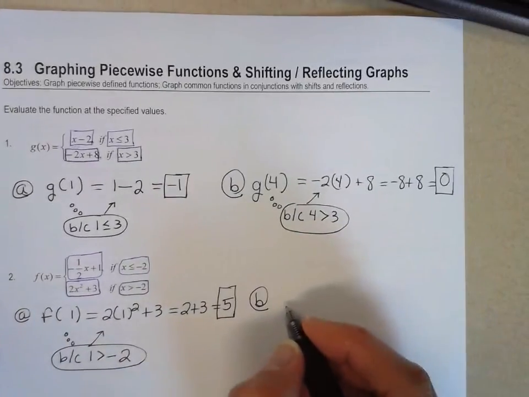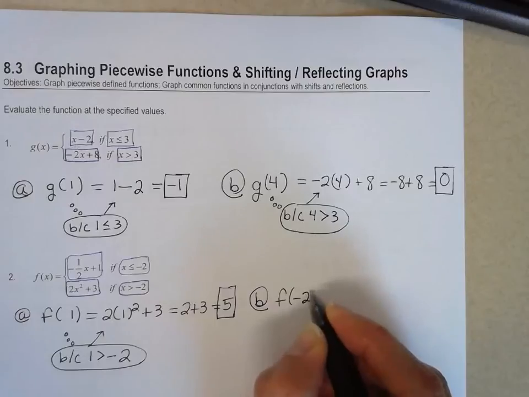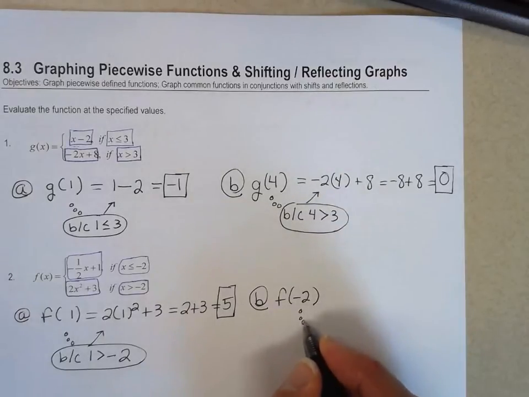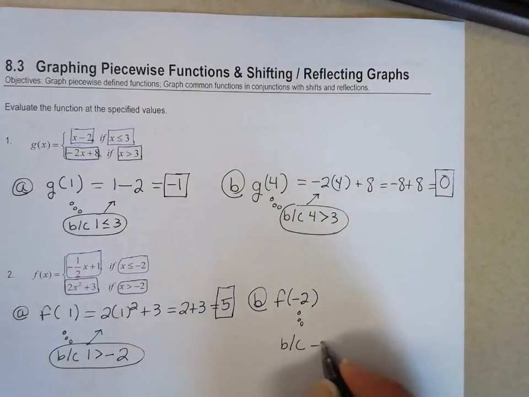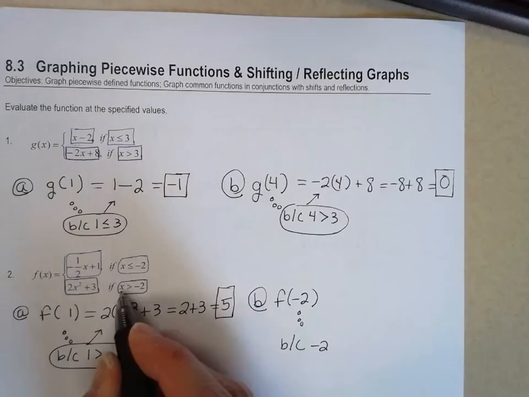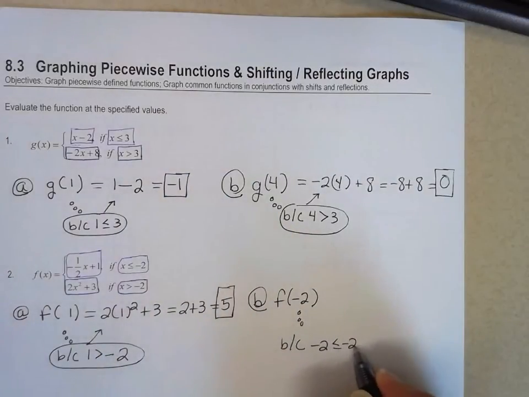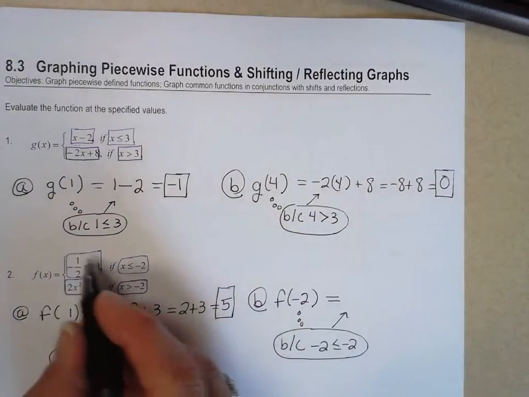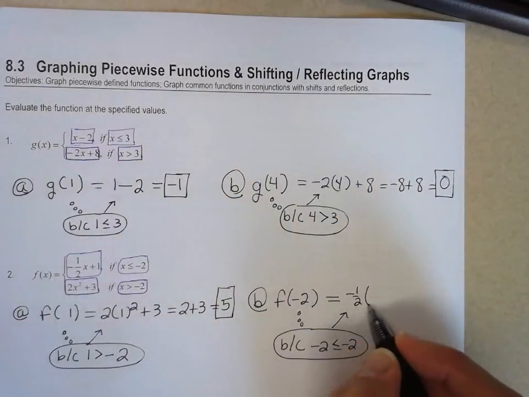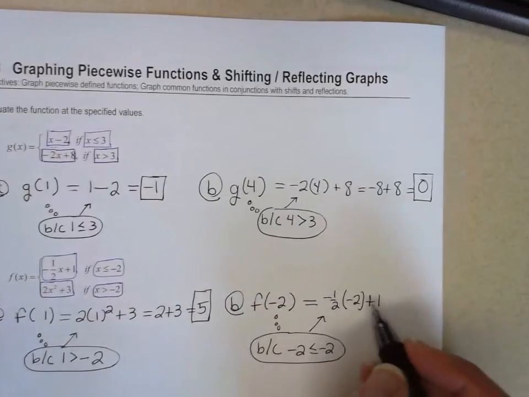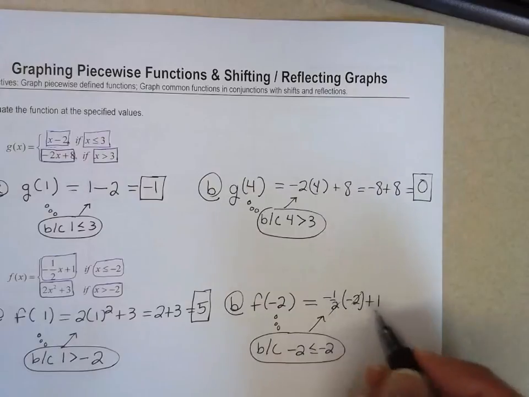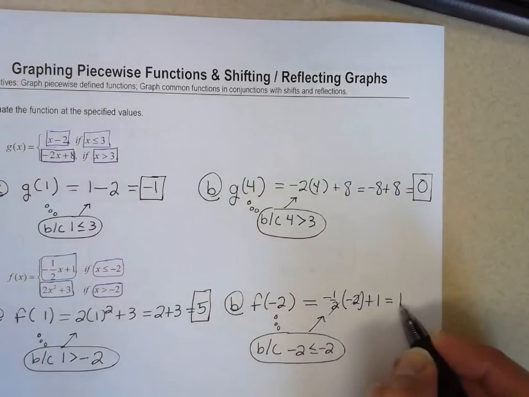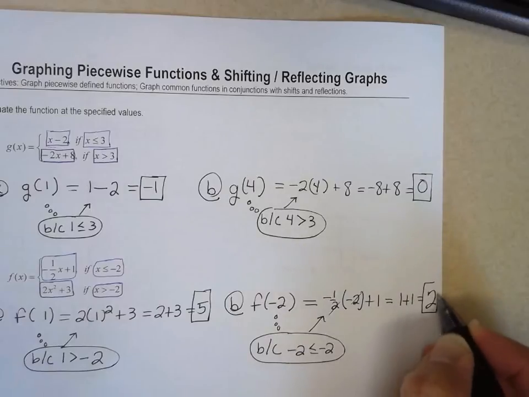Part B, let's do another one. Let's evaluate f of negative 2. Okay, so I look at that x value and I observe that negative 2 is not greater than negative 2, and it's not less than negative 2, but it is or equal to. So this or equal to line means it does satisfy that first condition. So negative 2 is less than or equal to negative 2. That tells me to plug into the first rule. So negative 1/2 times in for x is negative 2 plus 1. So these 2's we could reduce, and I'm left with negative times negative 1 is positive 1, and 1 plus 1 is 2.